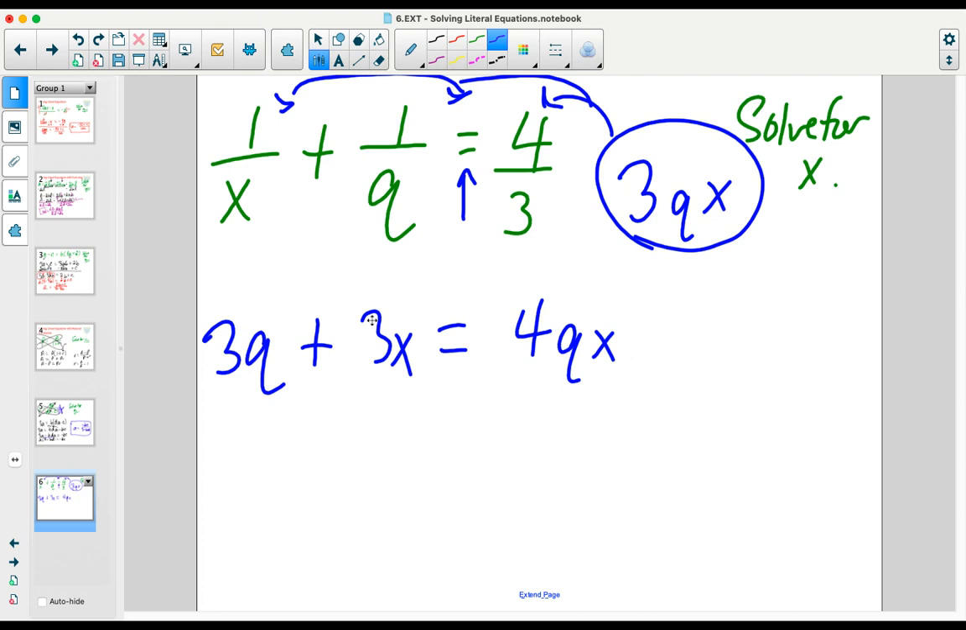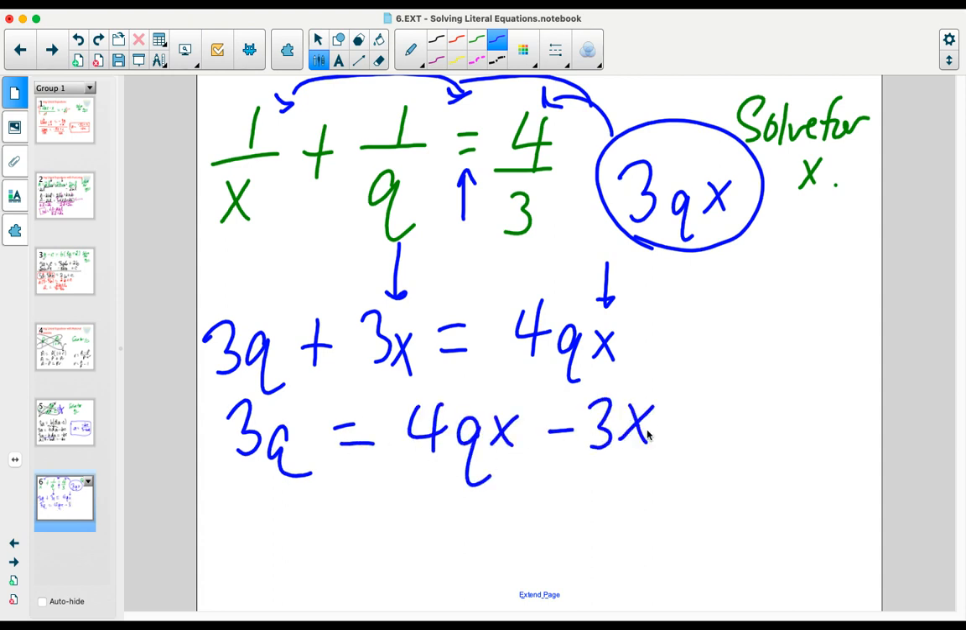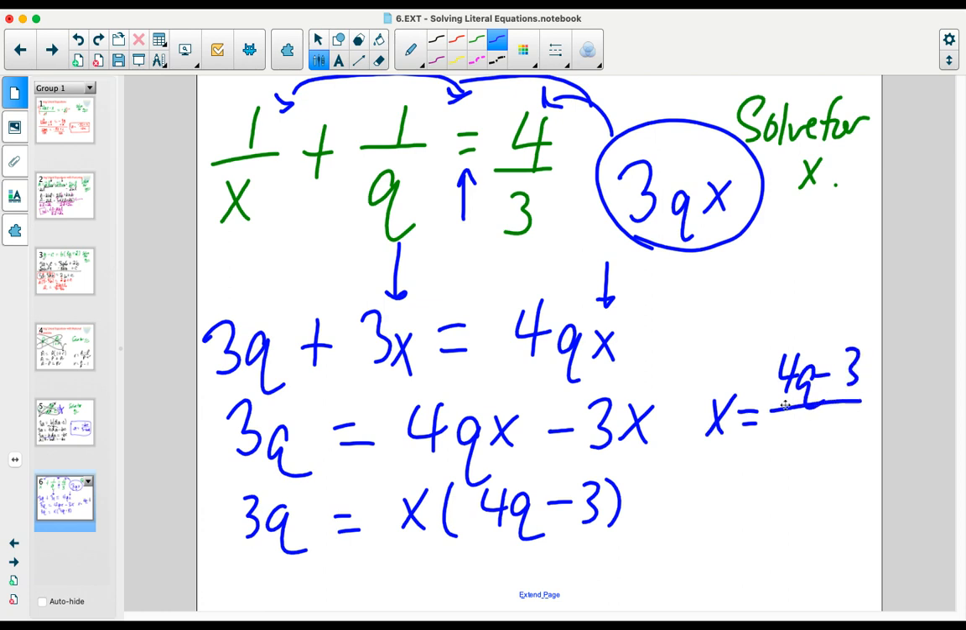Since we're trying to solve for x, I see 2 instances of the x. Let's get them to the same side as we did in the last example. I'm going to go right because that x was already by itself. 3q is still there. Let's factor the x and leave us with 4q minus 3. Dividing away that big common factor, we get x is equal to 4q minus 3 over, my apologies, I have that upside down. X is equal to 3q over 4q minus 3.